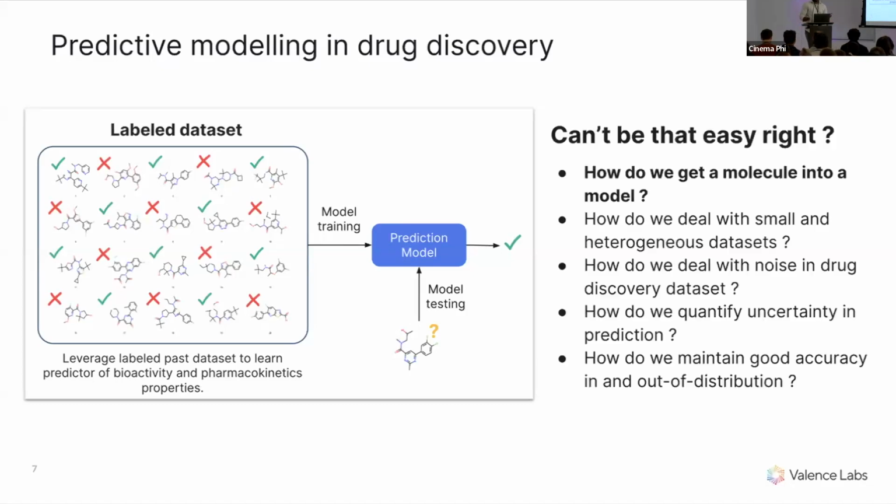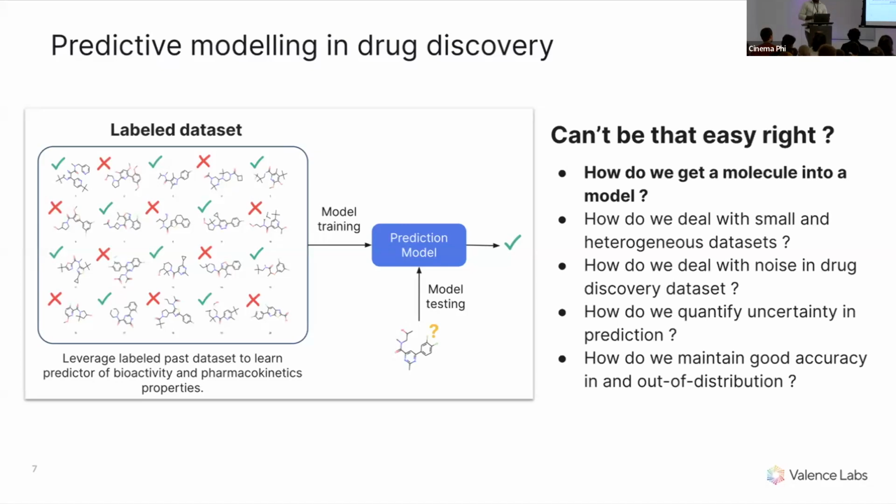So why, in reality, is it not that easy? Because the first thing is, how do you actually put a molecule in a model? So how do you computationally represent the molecules? I'll talk a bit about some of the representation approaches for molecules. I will try to cover them in depth.